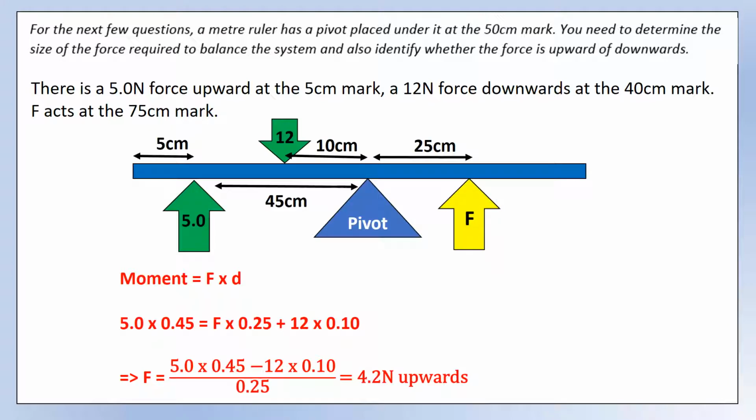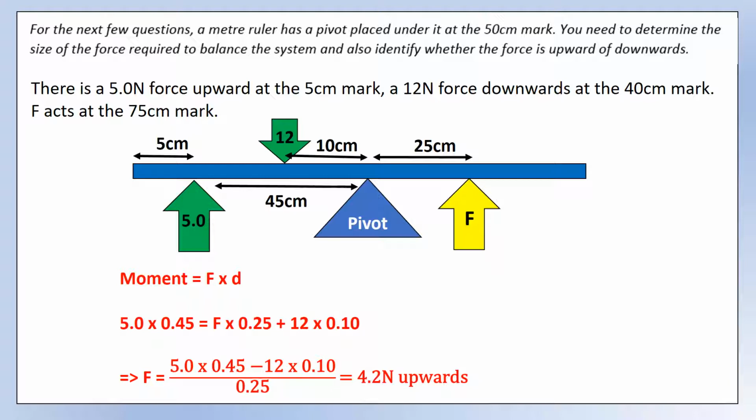Okay, so this is what my diagram looks like. We've got the 5 Newton at the 5 centimeter mark. We've got 12 newtons downwards, 10 centimeters from the pivot, and F upwards, 25 centimeters from the pivot. First of all, we weren't told which direction F acts in, so I just took a guess at it and put it upwards. If the calculation gives us a negative number, what that will tell us is we put F the wrong way up to start with. So that's not necessarily a problem.